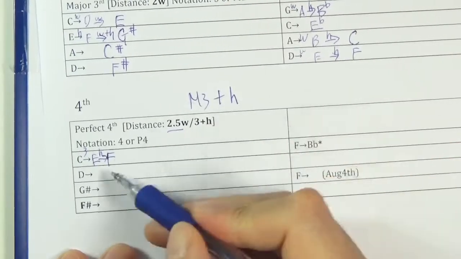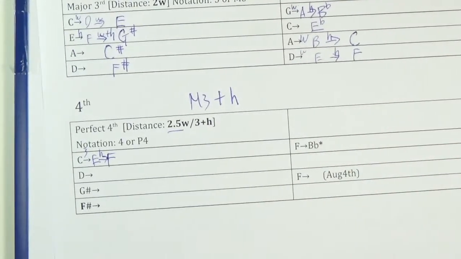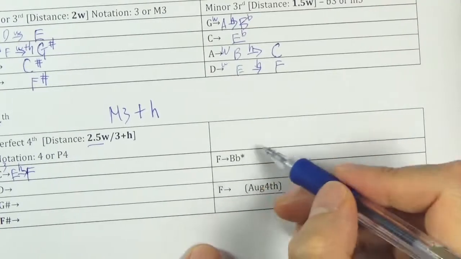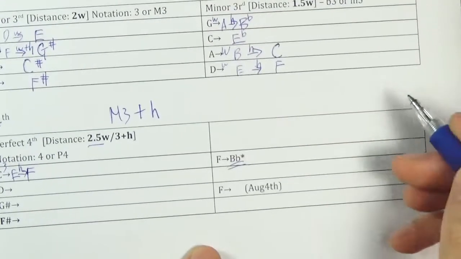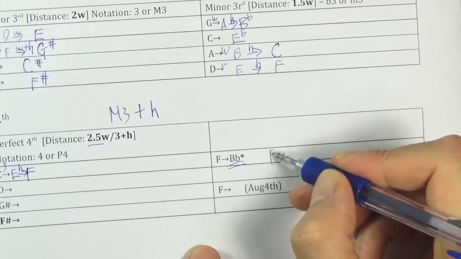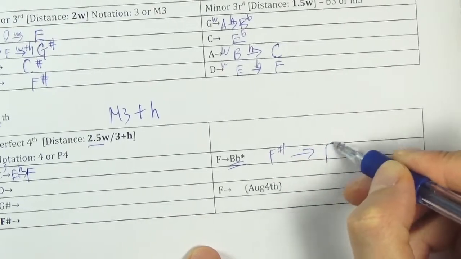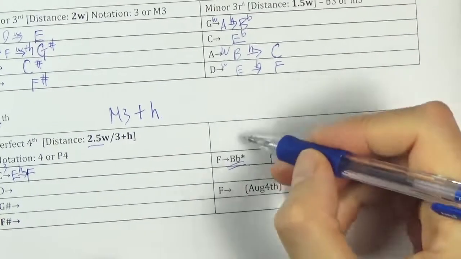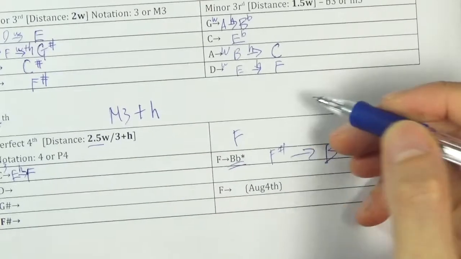So we're good. There's one exception though, which is F to B flat. So you have to be super familiar with this one. If you have an F sharp here, you should have a B as your perfect fourth. You can do it the slow way again to double check it.